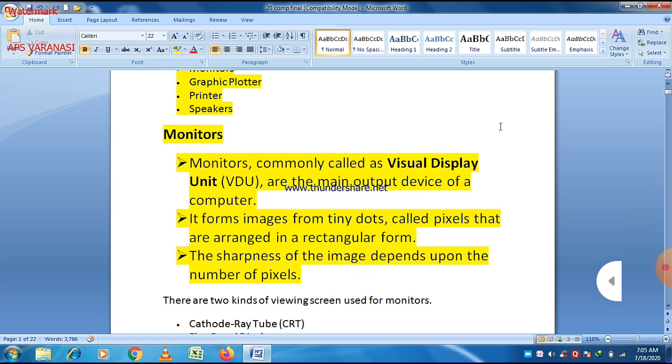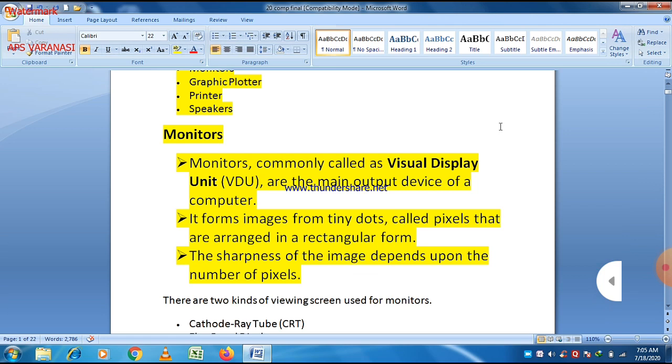When we talk about the sharpness of the image, basically the sharpness of an image depends upon the number of pixels. If we define an area, and this area contains more pixels, then the picture quality is higher than areas which contain fewer pixels. So pixels per unit area define the sharpness of an image, also called the resolution.